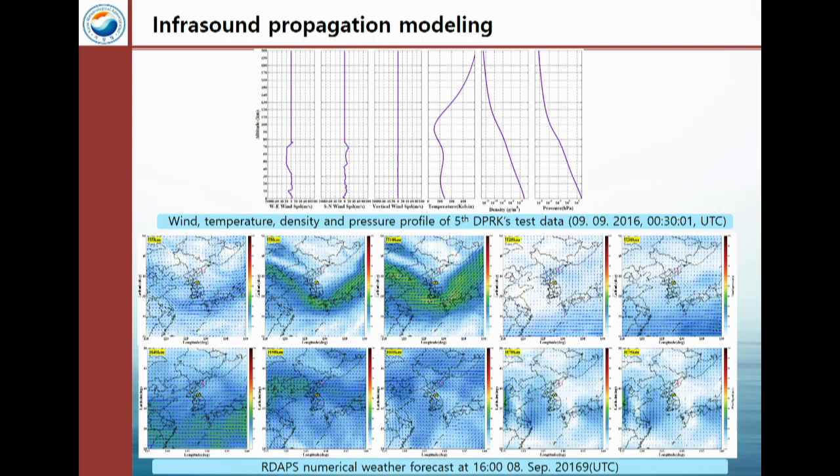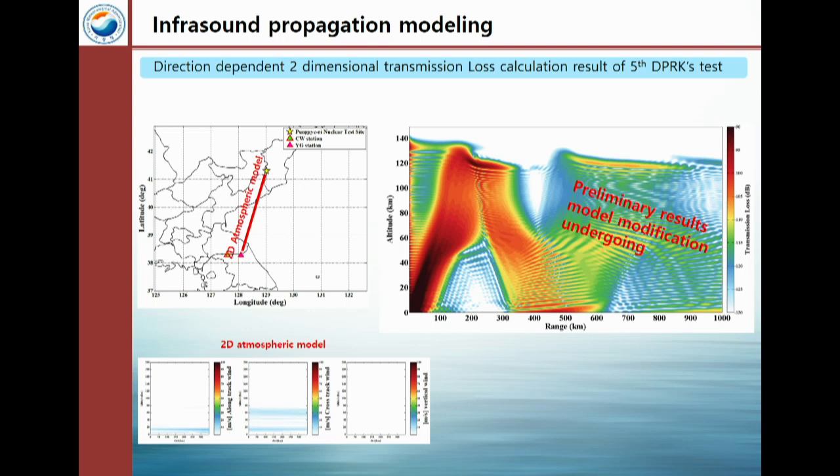The wind, temperature, density, and pressure profiles are from KMA observation and pressure data. And currently we are doing the direction-dependent 2D transmission loss calculation for the DPR test. We still have only a preliminary result, and we're still modifying the atmospheric models.